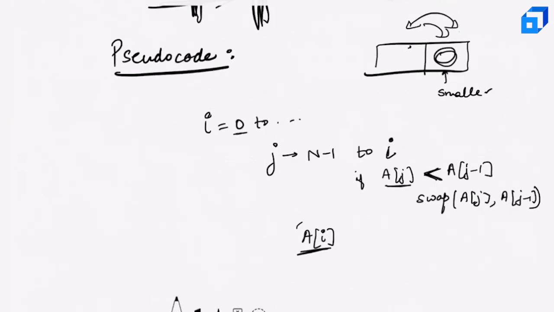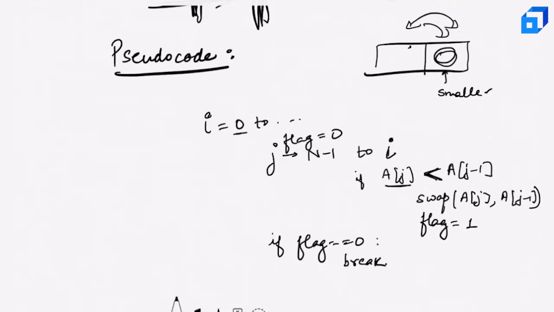A of I will have the smallest element anyhow. I also keep track of one variable here: has any swap happened? Let's say there is a flag, which is initially 0. Whenever a swap happens, I make the flag 1. If at the end of it I see that the flag is 0, then I just break, which means the element was already sorted. There is no need to look at other elements.